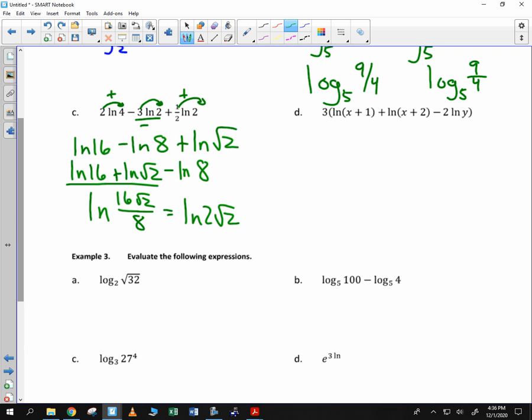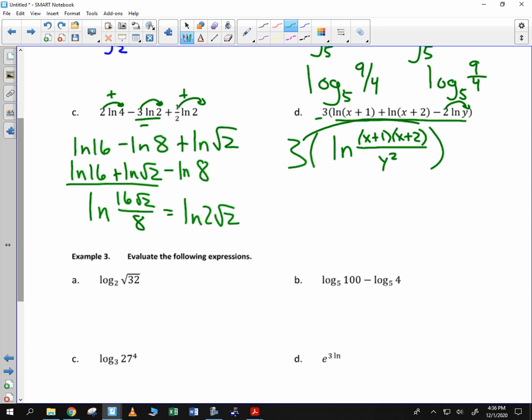So I'm going to deal with the parentheses on the inside first, then we'll deal with this 3 in the end. 3 times the natural log of x plus 1 times x plus 2. If the 2 goes up here, I have a y squared, and it's minus, will be divided by y squared.